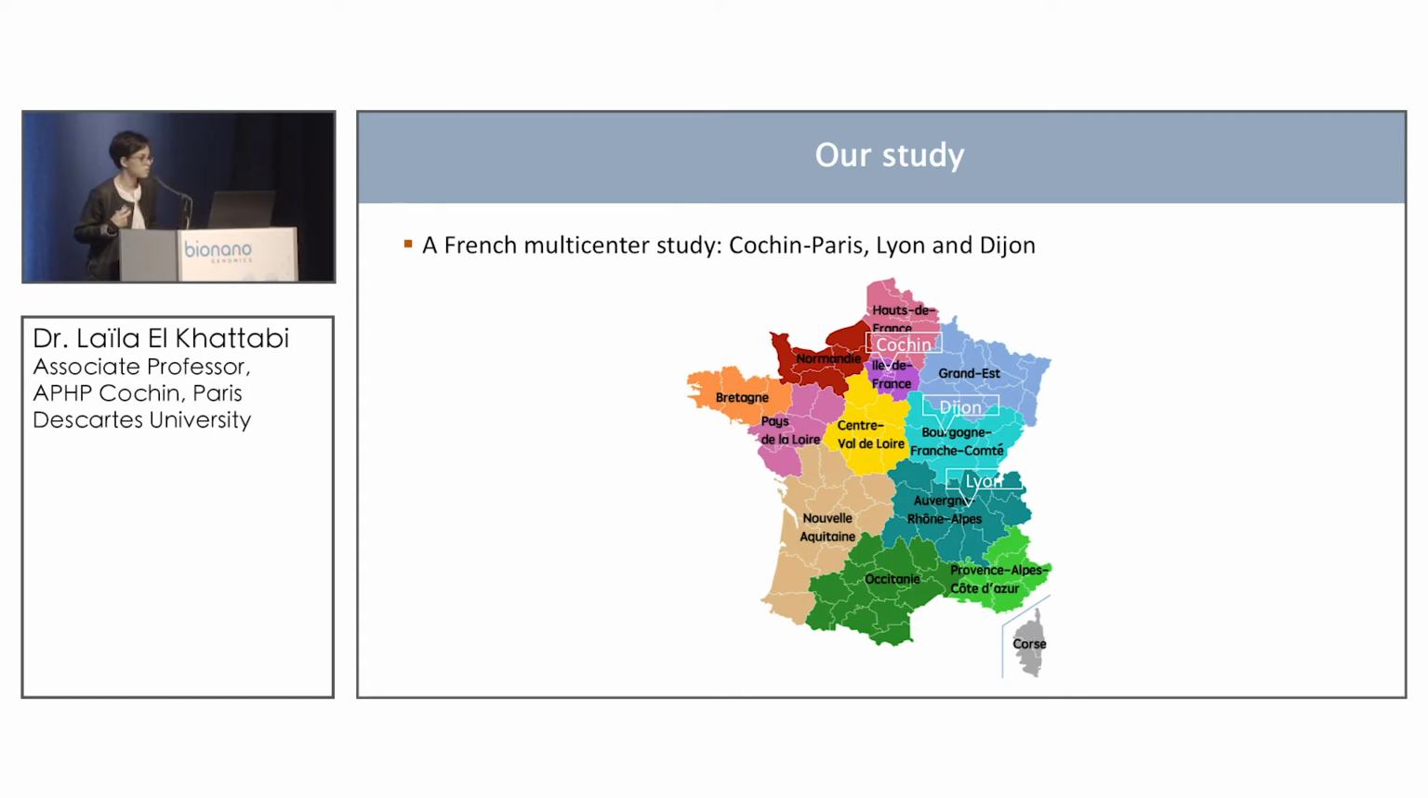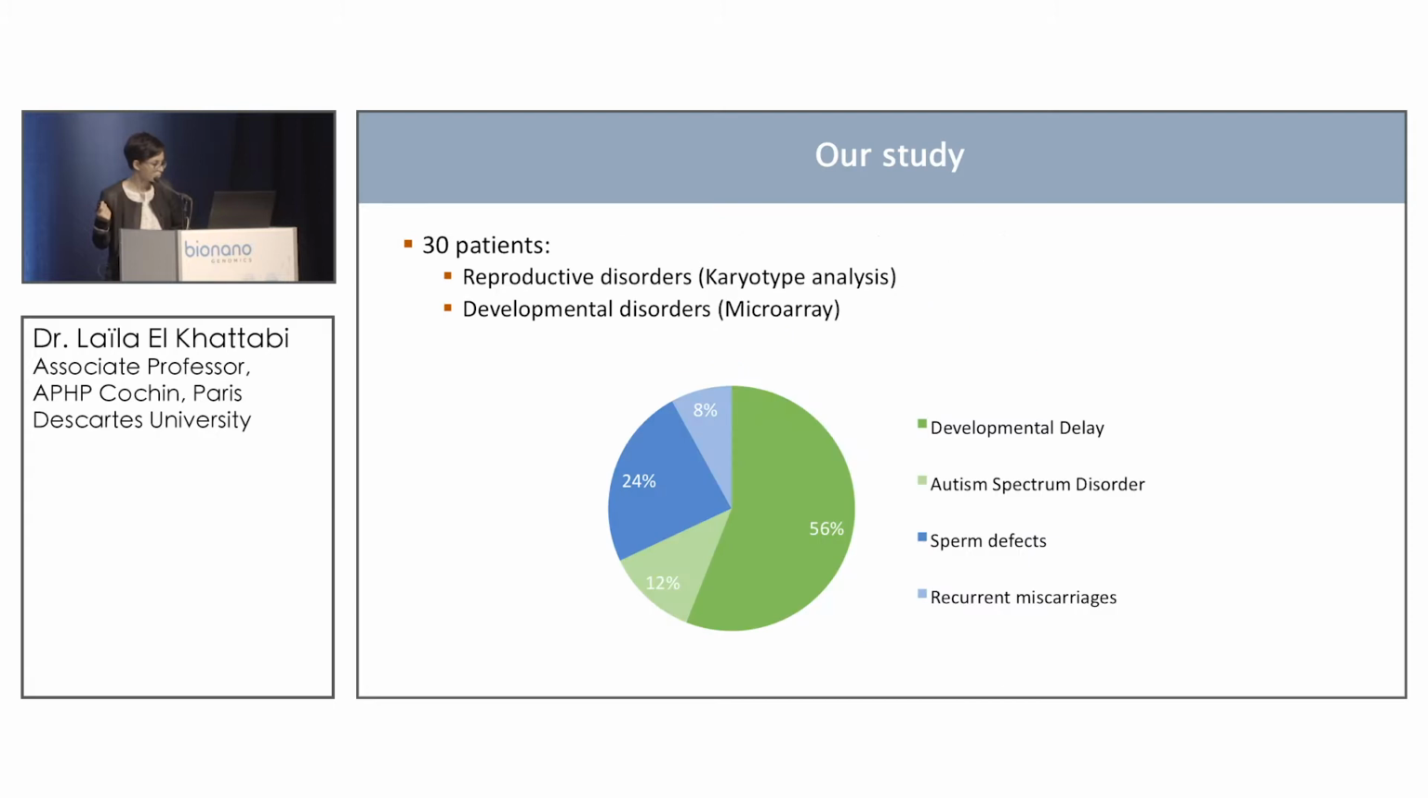This has been a multi-center French study involving three main collaborators: me at the Cochin Hospital in Paris, and our collaborators in Lyon and Dijon. We have included for now 30 patients seen in our genetic centers, either for reproductive diseases, mainly sperm defects and recurrent miscarriage, or developmental diseases, mainly autism spectrum disorder and intellectual deficiency.